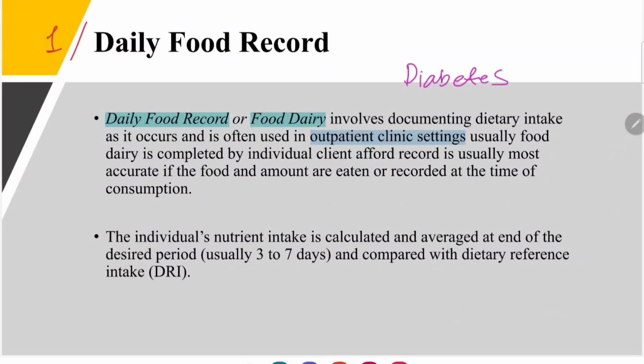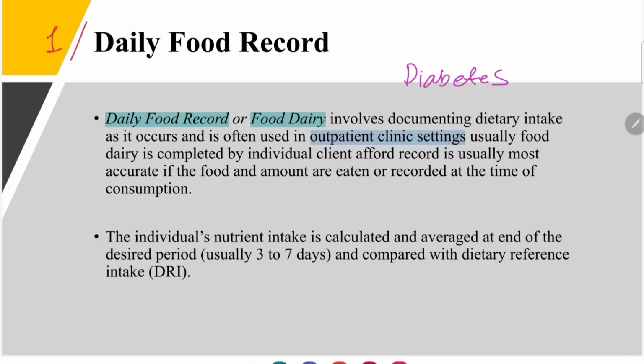The first measurement is the daily food record. هنا الدكتورة ذكرت أن أكثر مثال يستخدم معاهم daily food record which is the diabetes patient. Daily food record or food diary involves documenting the dietary intake as it occurred and is often used in outpatient clinic settings. Like I said, diabetes patients في العادة ما يكونوا موجودين داخل المستشفى إلا لو كانت الحالة متفاقمة. Usually food diary is completed by individual client.